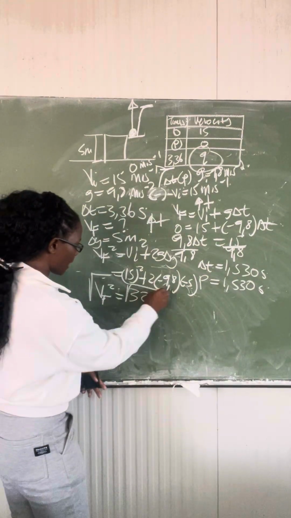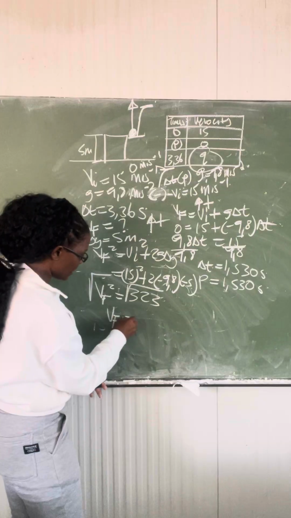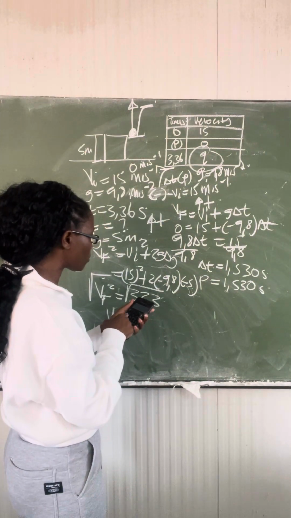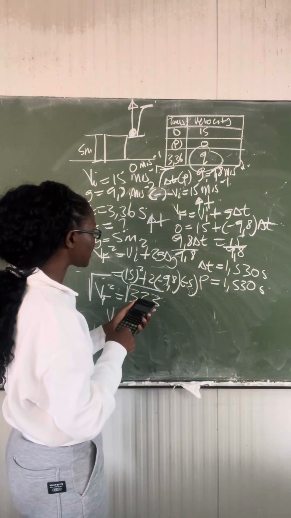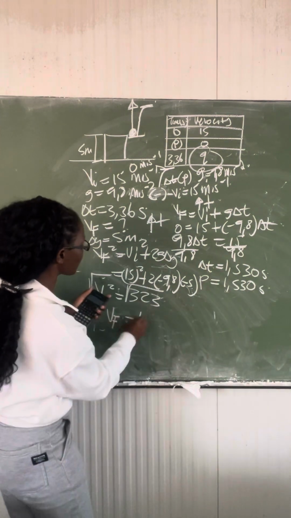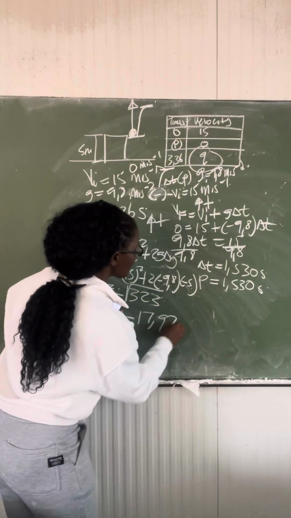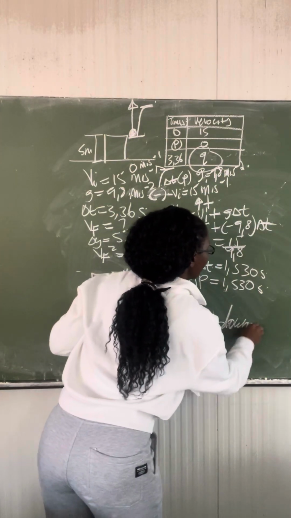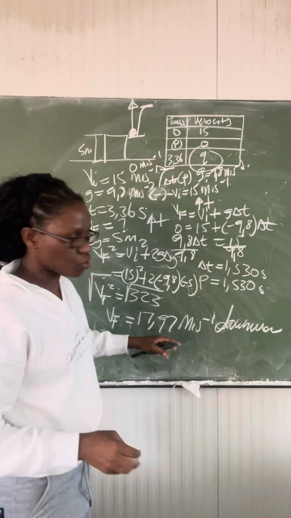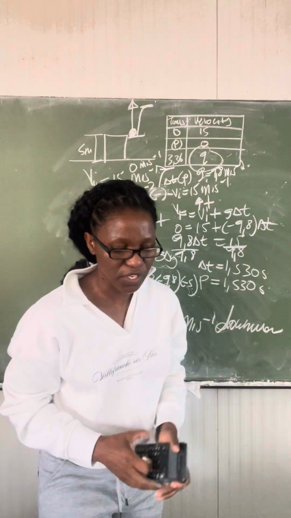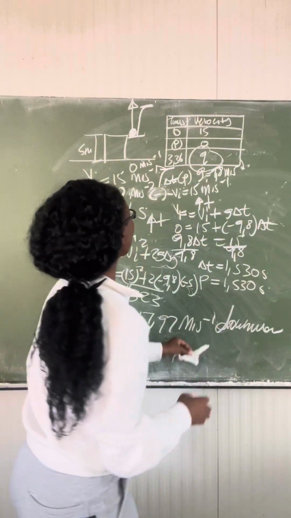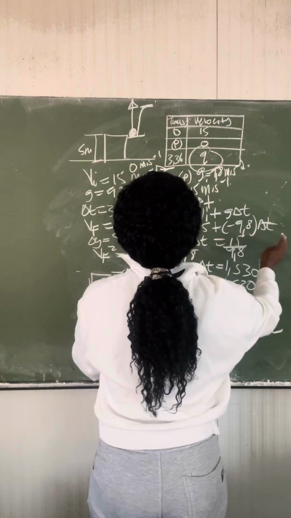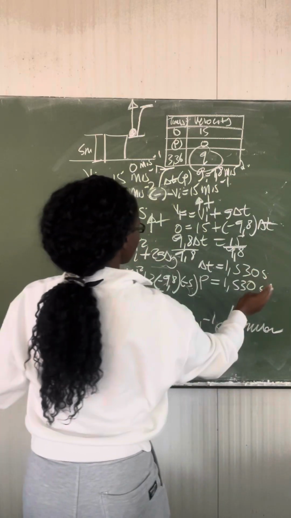Then we square root both sides. So V final is equivalent to the square root of 323. This one is giving us 17.97 meters per second. Mind you, this one is going downwards. So this is how you are supposed to attempt this question, simple like that. Then we proceed to solve everything that they are looking for. So this is 17.97 meters per second.